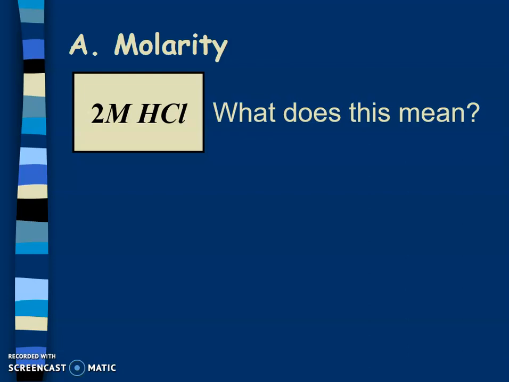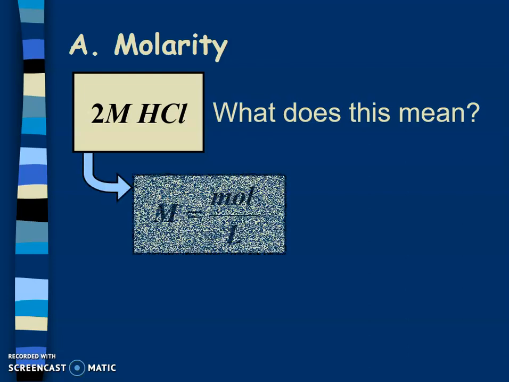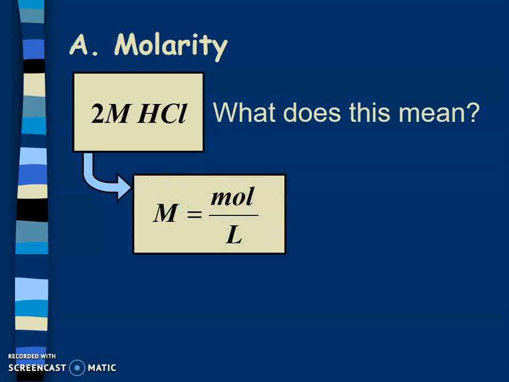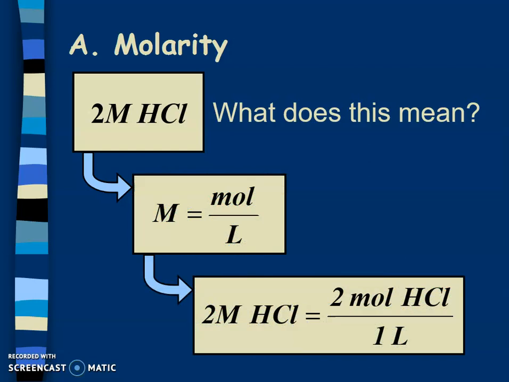So what does it mean if you order 2 molar hydrochloric acid? Well, remember molarity is moles per liter. So if something has a molarity of 2, then that means there's 2 moles of hydrochloric acid per 1 liter. So there's 2 moles of the hydrochloric acid molecules in 1 liter. So that's how we are looking at molarity.